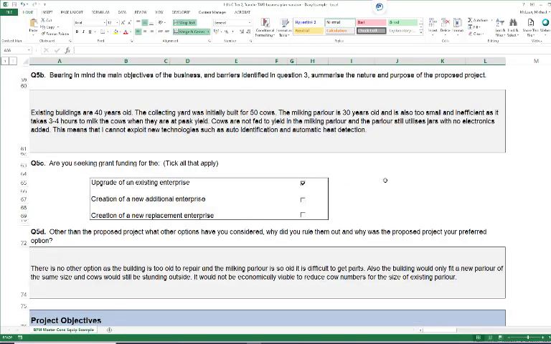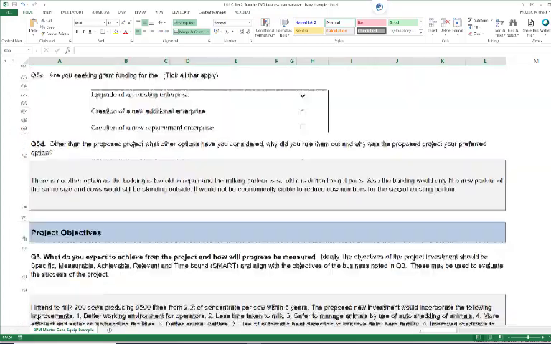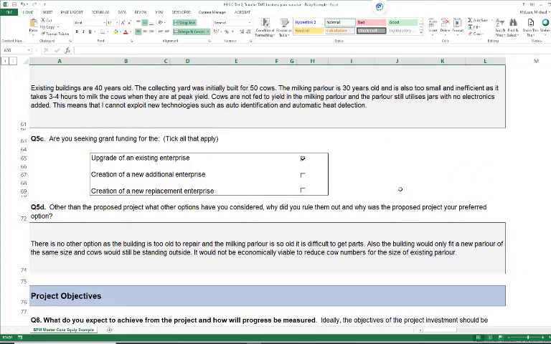In 5c, from those options provided, select the option that best describes your project. In 5d, also list what other options you considered other than the proposed project and why you discount them. In this particular example, there are no other options. The building's too old to repair, else the building would not fit a new parlour the same size and cows would be standing outside. It would not be economically viable to reduce cow numbers for the size of the existing parlour.